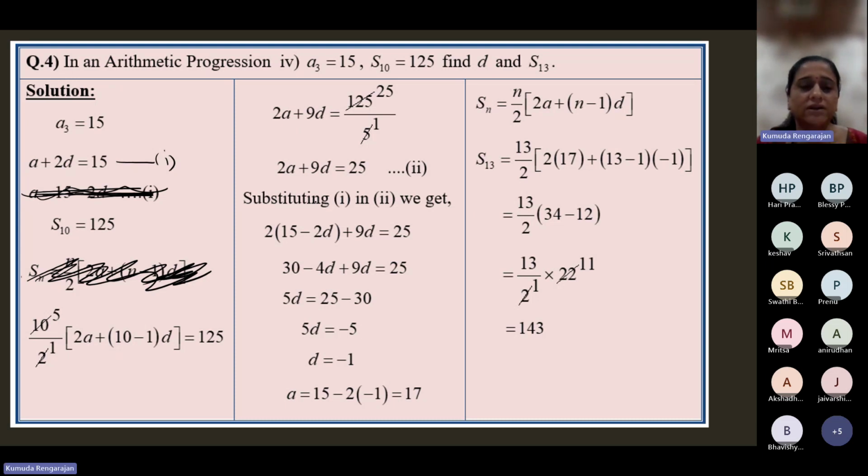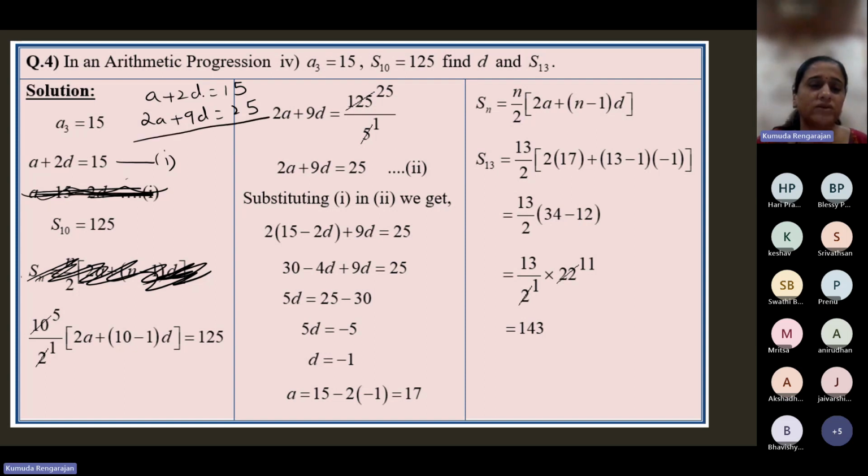So here I've done it. I wanted to do it. I have worked it using the substitution method just to tell you that you can also work it like this. You can write the equations one below the other and solve it like this. So we have a plus 2d is equal to 15 and 2a plus 9d is equal to 25. These are the two equations we have.